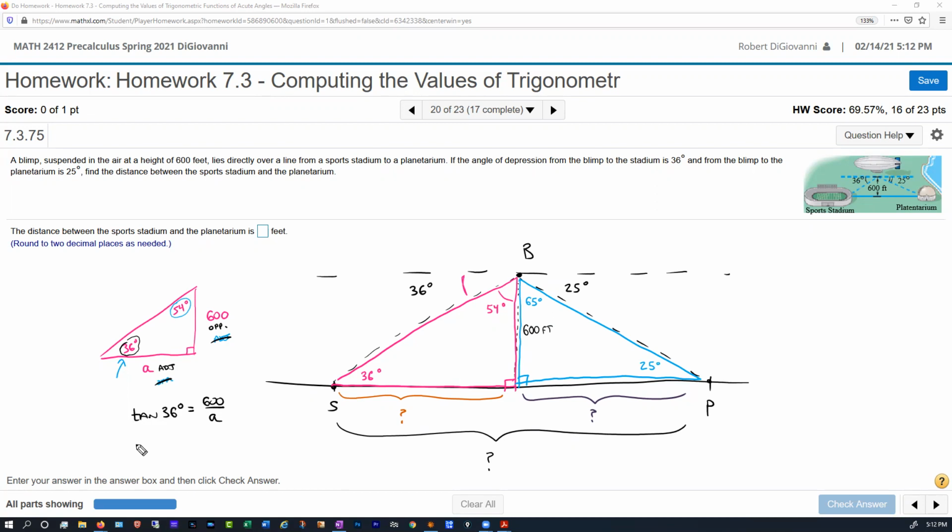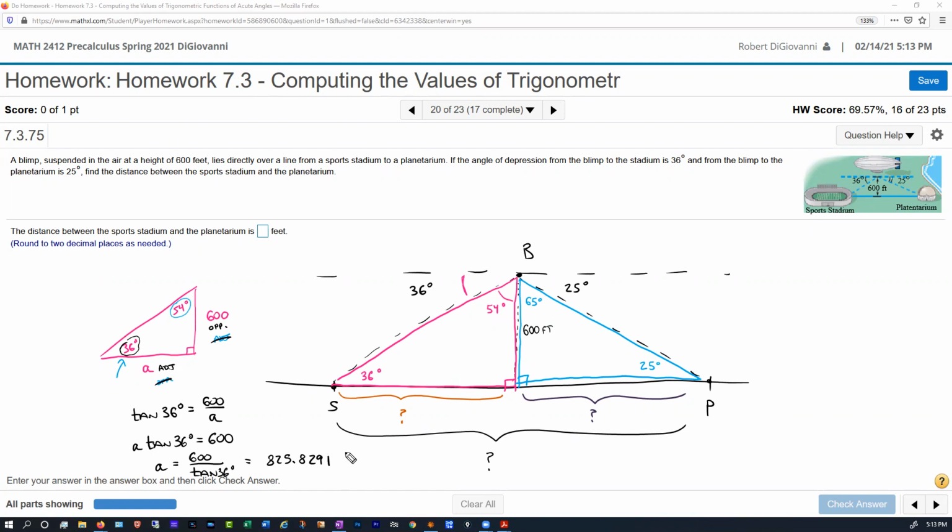We don't know A. I'll multiply both sides by A. And then I'll divide both sides by tangent of 36. I'm going to do this on my calculator. I'm going to do it all in one step. Okay, so 600 divided by tangent. Make sure I'm in degree mode, which I still am. And I get approximately 825.8291. We're going to round to 2 decimal places, so that should be good enough.